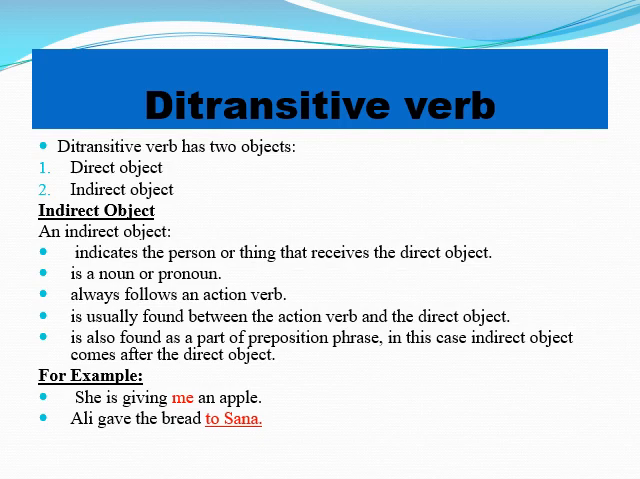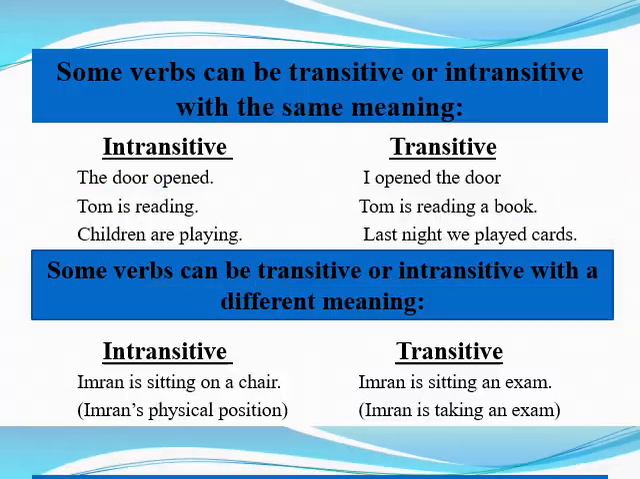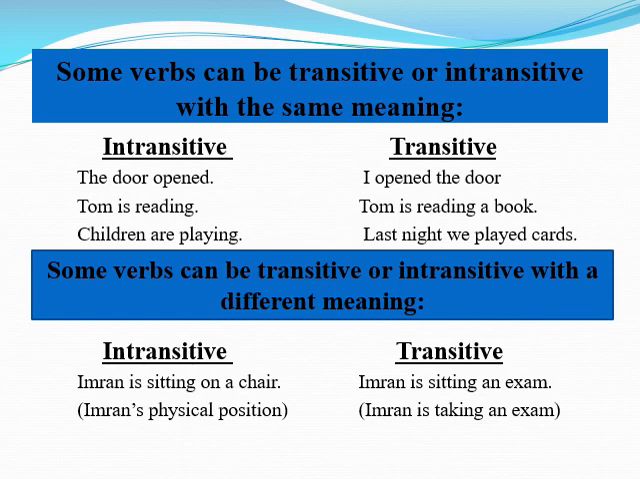I hope you comprehend well the difference between transitive, intransitive, and ditransitive verb. There are some verbs that can be transitive or intransitive with the same meaning. Let me explain with different examples. The first example is the door opened. In this sentence, the verb opened is intransitive because there is no direct object. But on the other hand, I opened the door is transitive because in this sentence, the verb opened receives the direct object in the form of the door.